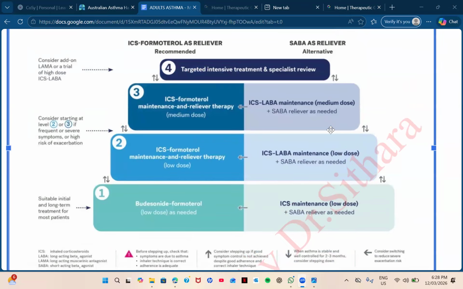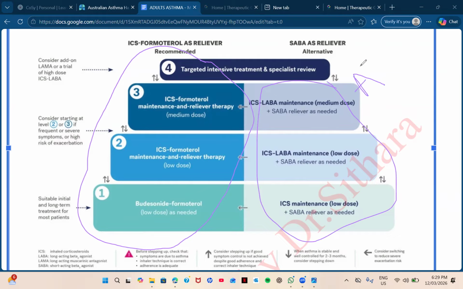What are those two types, doctors? Why have they given two things separately? What is on the right side and what is on the left side? Tell me. Mm-hmm, yes. So the left side is the recommended side, and this is the alternative side. This is the alternative side, and this is the recommended side. So remember.